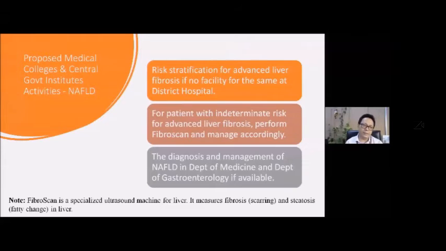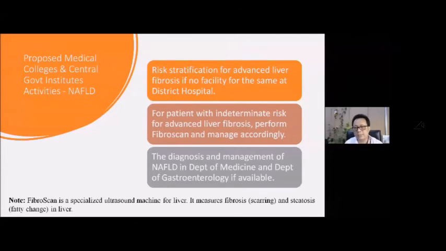So till the district hospital, it is in the domain of the National Health Mission. But the patients do not stop there. The care will not stop there. So the next level of care is usually the medical colleges and your central government institutes, where the more definitive care of NAFLD will now happen.